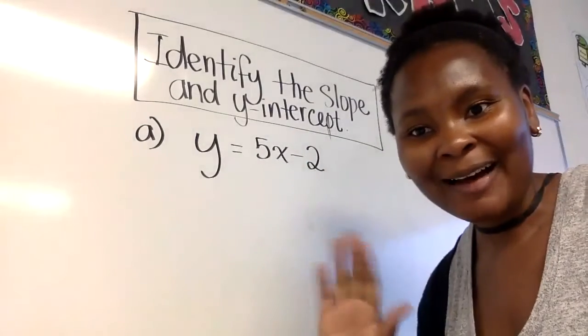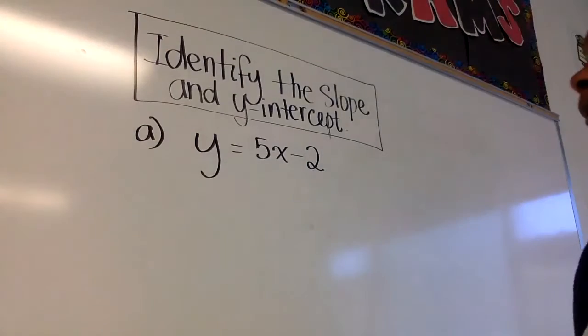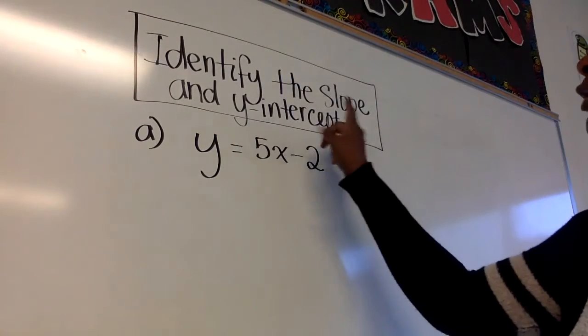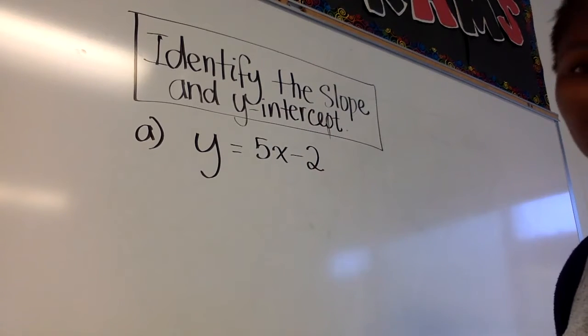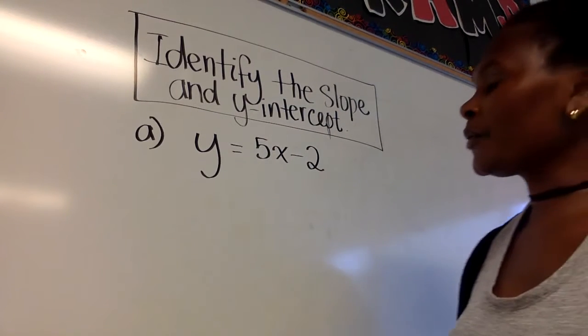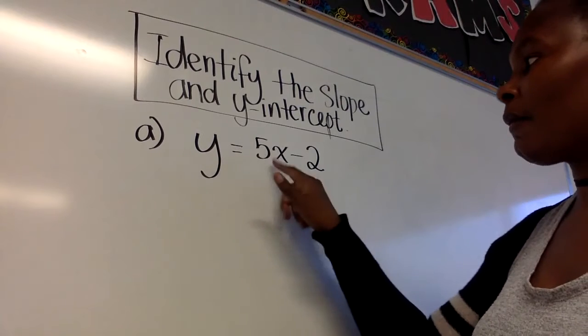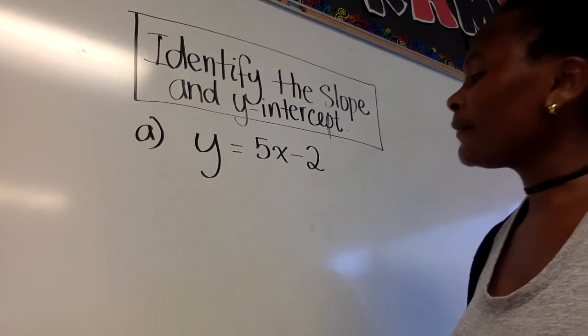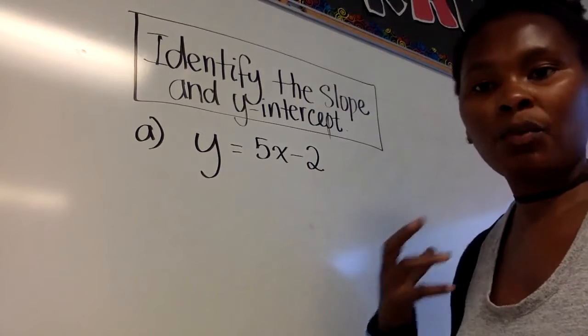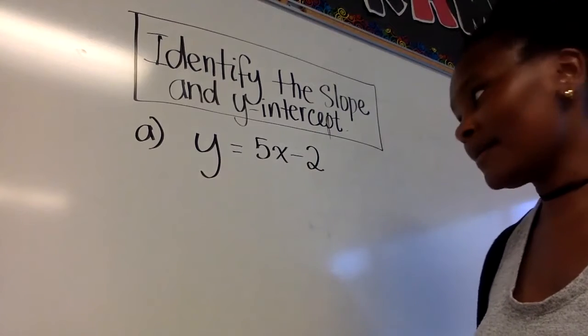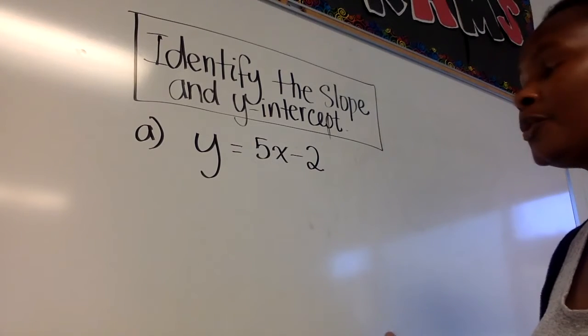In this video, I'm going to show you how to identify the slope and the y-intercept algebraically. The first equation I have is this linear equation, y equals 5x minus 2. They want to identify the slope and the y-intercept algebraically. So how do you do that?